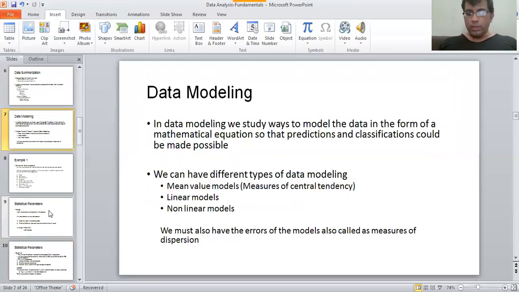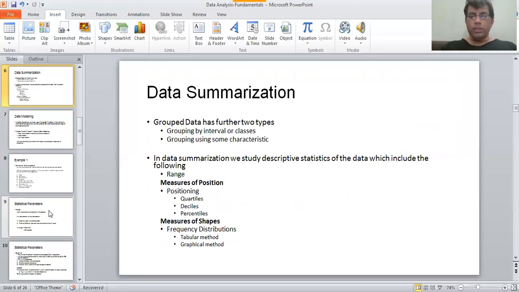In data summarization, after taking it as grouped or ungrouped statistics, there are some basic statistical parameters that we will be working upon. For example, there would be range. We must understand the concept of the range. Then there are measures of position, which are the positioning statistical parameters. There are certain specific positioning parameters that we will work upon. These include quartiles, percentiles, and deciles.